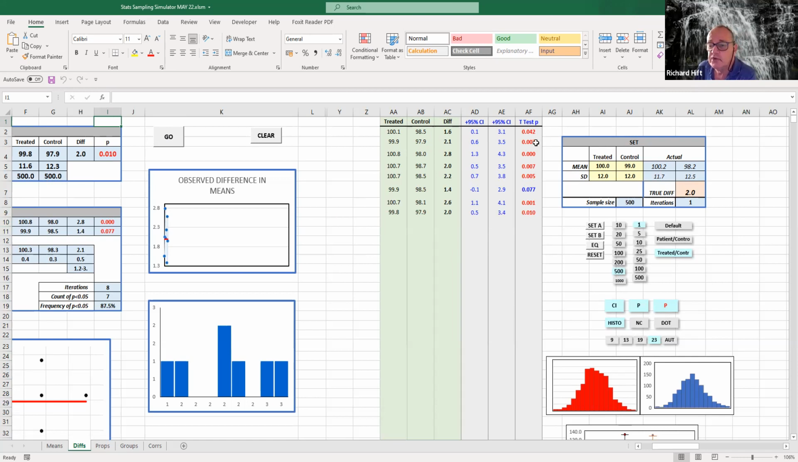But what I want to show, oh, look at these, 0.007, 0.000, 0.007, 0.001, those are highly significant. And yet the difference is 2 Rand out of 100. Okay, not even enough to buy chewing gum these days.